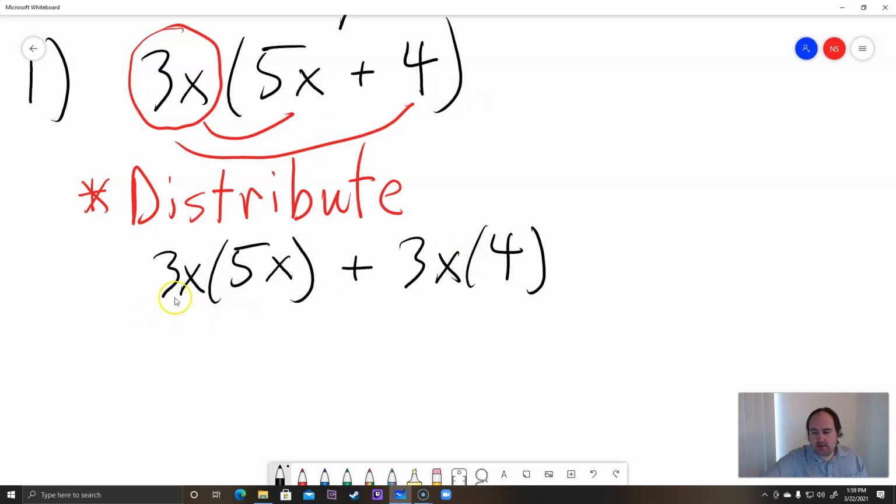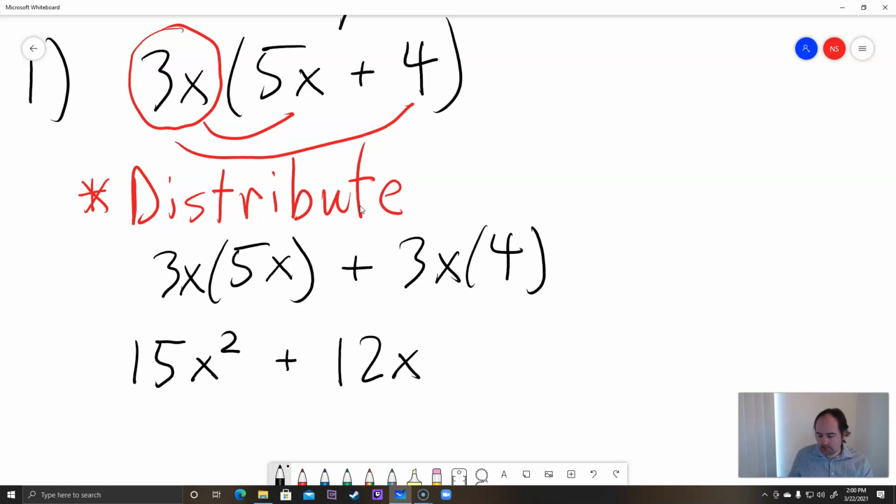And then here you just need to simplify each of these terms. So for the first term, 3 times 5 is 15. And then x times x is x squared. So we have 15x squared plus 3x times 4, which is 12x. So we get 15x squared plus 12x. And you can't actually simplify this anymore because these are not like terms. This is x to the second power and this is x to the first power. Because they aren't like terms, we can't combine them. So this is going to be our answer.